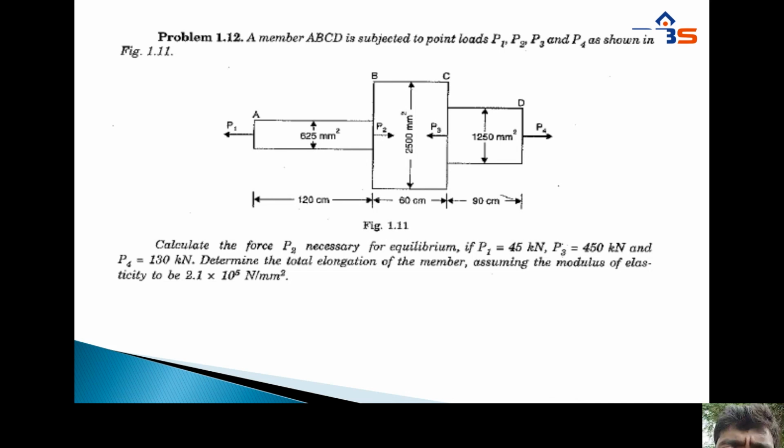Next, this is another problem as shown in the figure. Calculate the force P2 necessary for equilibrium if P1 equals 45, P3 equals 450 kilonewtons and P4 equals 130 kilonewtons. The Young's modulus equals 2.1 into 10 power 5 Newton per mm square. As shown in the figure, section 1 length is 120 centimeters, section 2 is 60 centimeters, section 3 is 90 centimeters. Section 1 area is 625 mm square, section 2 is 2500 mm square, section 3 is 1250 mm square.